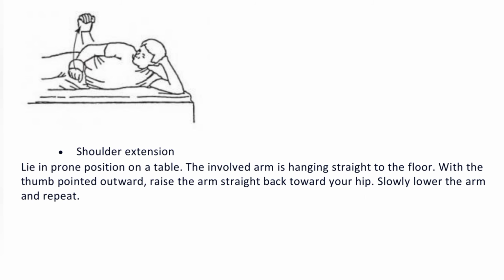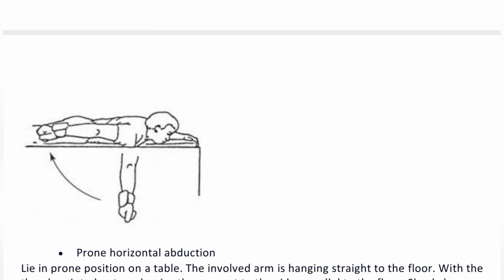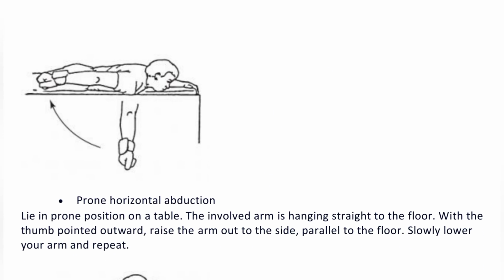Then a shoulder extension. Lie in a prone position on a table. The involved arm is hanging straight to the floor with thumb pointed toward the body. Raise the arm straight back toward your hip. Slowly lower your arm and repeat. This is one. Next, horizontal abduction, prone horizontal abduction.